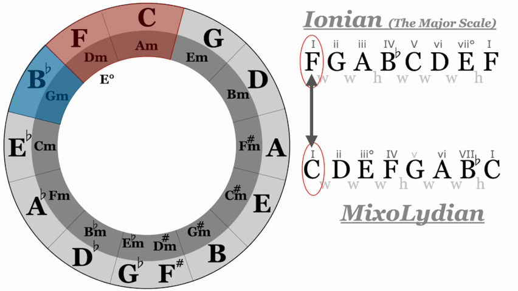So anyways, it's something to be very careful of when you're dealing with modes, because modes are just a flavoring. In this case, C Mixolydian is a flavoring to F Ionian or F major. So if you want to keep that going, then you need to be careful there.